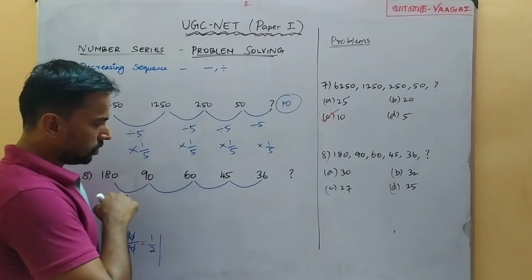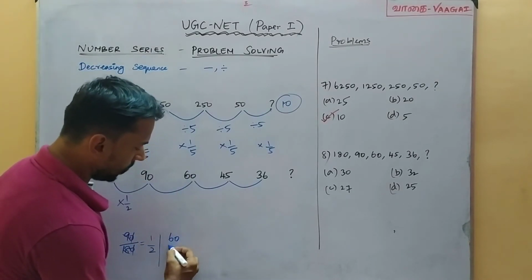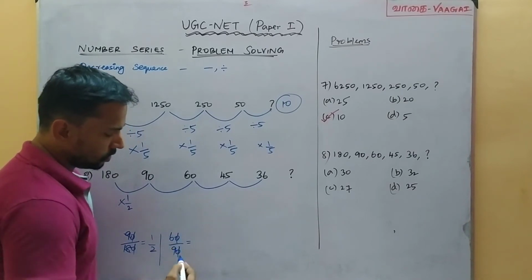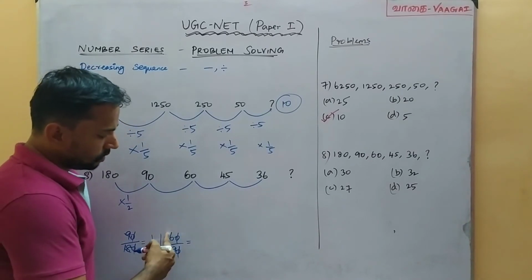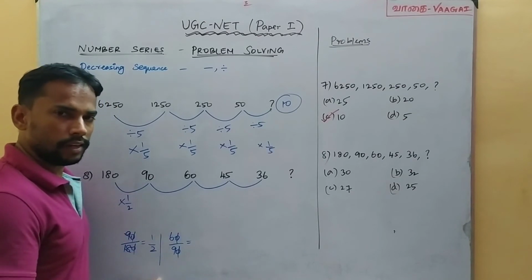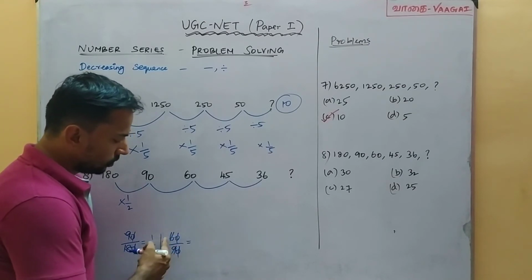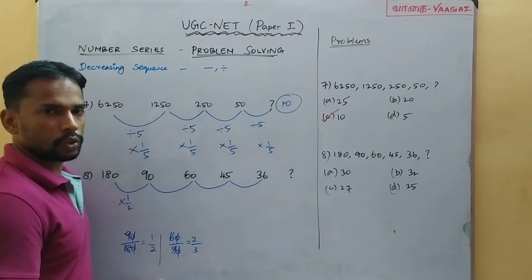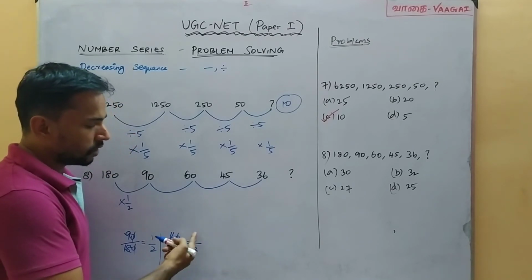And now the next we are going to try 60 by 90. Let's see what happens here. So 60 by 90, the zeros will cancel off, giving 6 by 9. Both are divisible by 3 tables. So that means 3 2s are 6 and 3 3s are 9. So here we end up with a fraction 2 by 3.